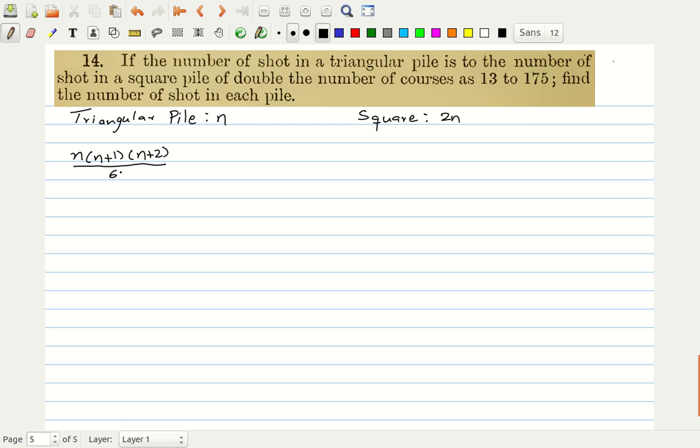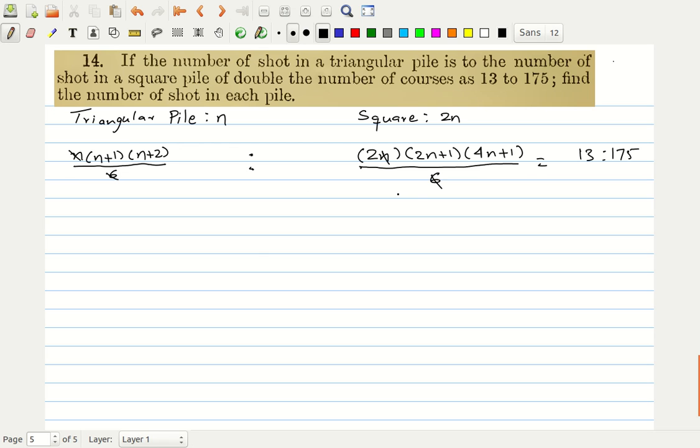divided by 6, and over here it is going to be 2n times 2n plus 1 times 2 times 2n, which is 4n plus 1, divided by 6. Now the ratio of this to this is given as 13 is to 175. So we can see that this 6 and 6 will cancel. We have n here and n here, so it will cancel.